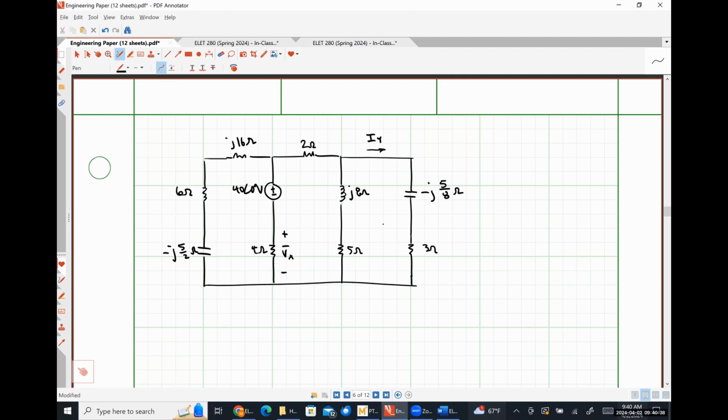So 5 in series with J8 is going to look like 5 plus J8 ohms. Exactly right. I do that to eliminate nodes. This guy over here on the right-hand side is going to look like 3 minus J5/8. As long as they're in series, it doesn't matter.